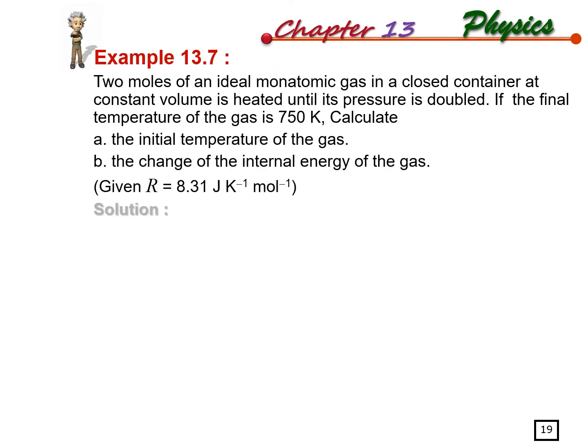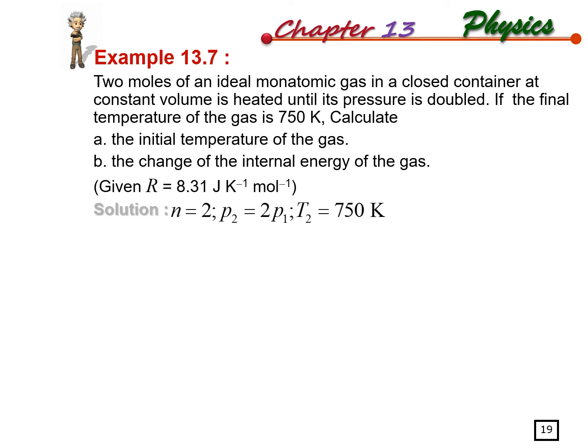Okay, so for the last subtopic, let us look into internal energy. For this one, we have one example, which is example 13.7. We have 2 moles of an ideal monatomic gas in a closed container at constant volume, heated until its pressure is doubled. If the final temperature of the gas is 750 Kelvin, calculate the initial temperature of the gas and the change in the internal energy of the gas, given the value of the constant R over here.